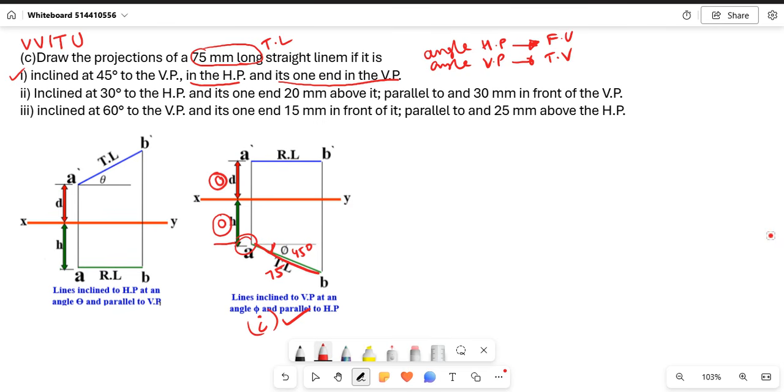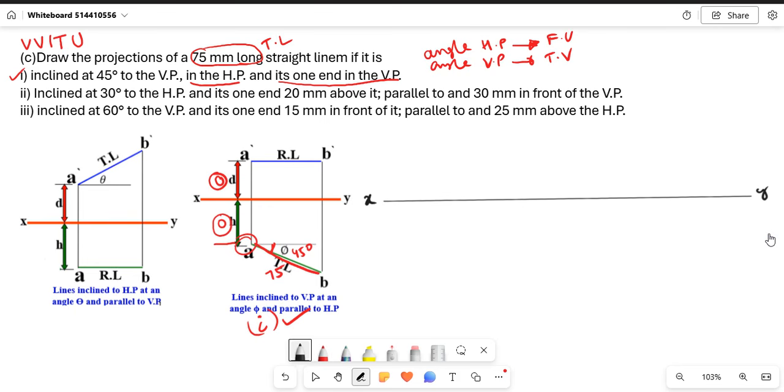So now the true length is given. The true angle is also given as 45 degrees, and the distance above HP and in front of VP are given as 0 and 0. Because we have all the data, you can draw the solution. So now see how to draw the solution here. Draw the XY line.